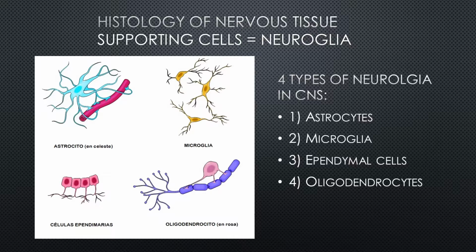Microglia is another word for macrophages, which is a fancy word, and it eats invaders and cellular debris. Ependymal cells are little cilia that move cerebral spinal fluid, and they also make cerebral spinal fluid. Oligodendrocytes form a myelin sheath in the central nervous system. They also speed up impulses because a myelinated neuron is faster than an unmyelinated neuron.